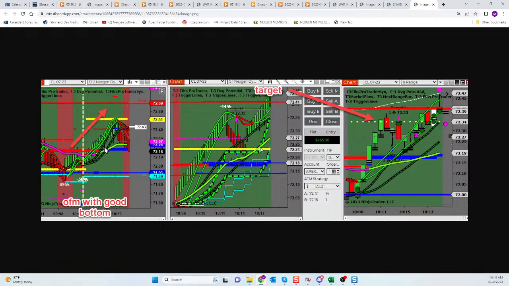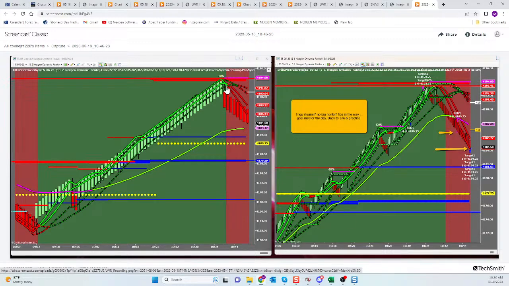I'm a little muddled, so I'm trying to put, your entry was at 23. 23 looks like the bottom of this one, which looks like odds favorable momentum from a good bottom that hadn't reached the 1-to-1 yet, and you take a rock star entry. Nice job. Run termination condition creates odds favorable momentum, and you said, I will take just a little bit. Trig steaming, no big honking fibs in the way. Goal met for the day. Back to sim and practice.